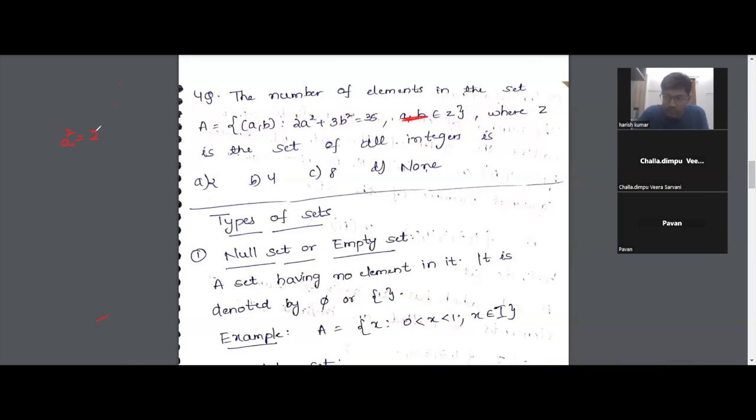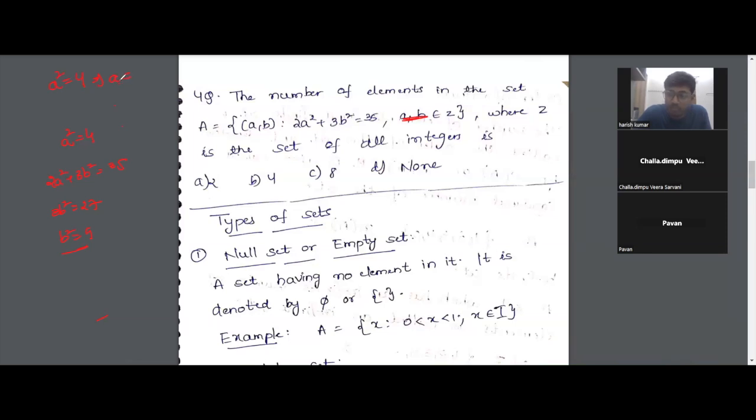Understanding this point, Dimpu? Yes, sir. So a square cannot be 2, a square cannot be 3, a square can take 4. The next value that a square can take is 4. If a square is 4, then what do we get? 2a square plus 3b square equals 35. 3b square will be 35 minus 8, so 27, and b square is 9. This is possible, because if a square is 4 and b square is 9, both give integers. But here, how many ordered pairs can I get? I can get 4 ordered pairs. How can I get 4 ordered pairs? If a square is equal to 4, what can be the value of a?